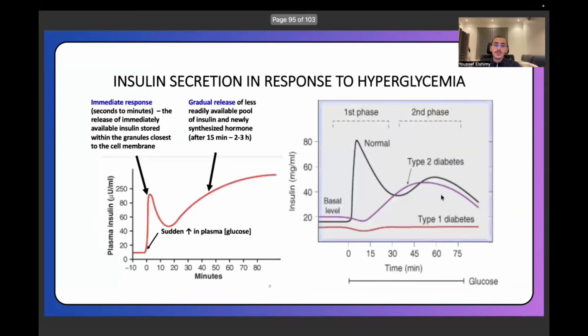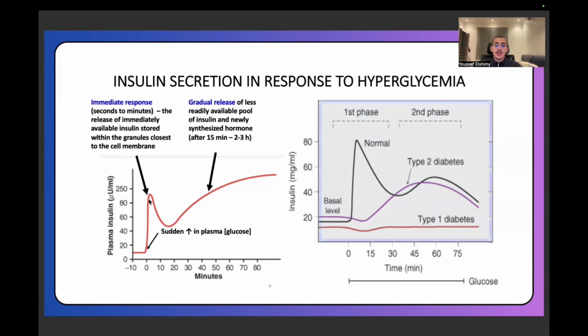What about the insulin secretion in response to hyperglycemia? Insulin secretion occurs in two phases. You have the immediate response and you have the gradual release. So when you eat a meal that has glucose, within a few minutes the insulin spikes. There's a first spike. This is the immediate response. Within seconds to minutes, there is the release of the already stored insulin in the beta cells.